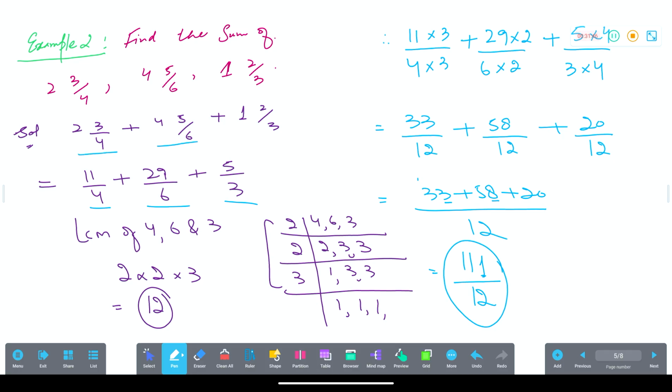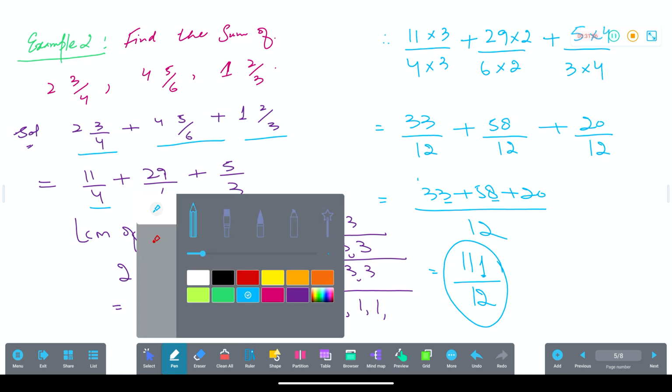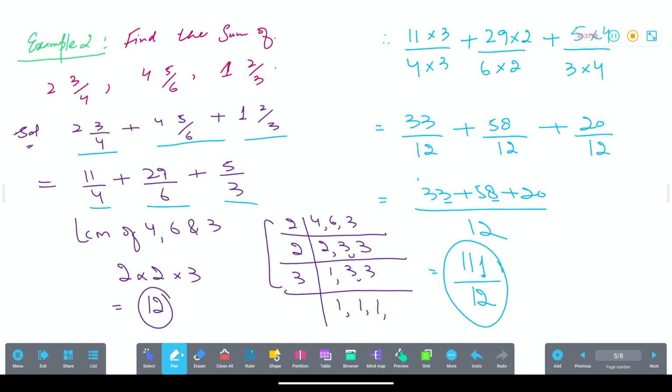So we have to convert this number 111 by 12 back to a mixed number. Now how? I will do that in a rough motion. You know that to write the mixed fraction, it has to be in the form of Q R by D. I need to find the quotient, remainder, and divisor, because the mixed fraction of any improper fraction is of the form Q R by D.